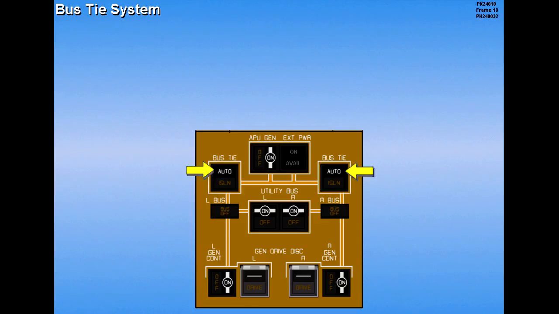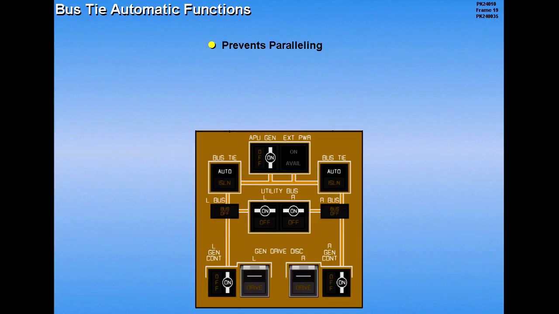The auto switch position allows the bus tie breakers to automatically open or close. This automatic feature performs three functions: prevents paralleling of the power sources, maintains power on the AC and DC buses, and isolates electrical system faults.